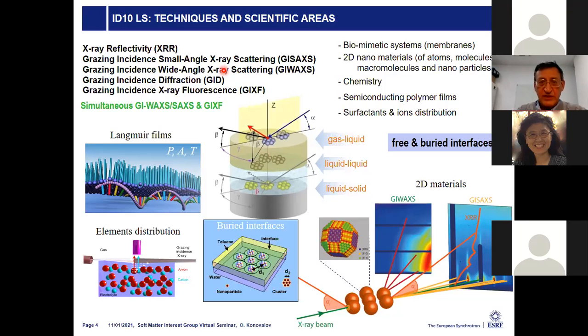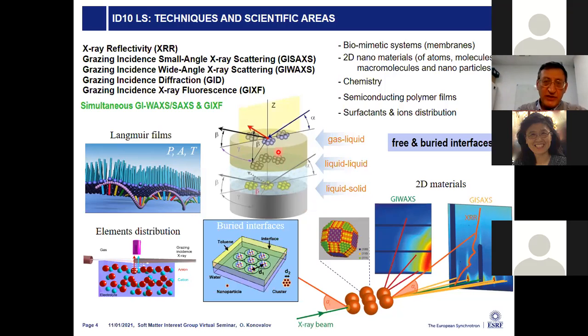And all these techniques can be applied to different types of surfaces and interfaces, like solid-liquid, liquid-liquid or gas-liquid. And in many cases, these techniques can be used simultaneously, so that we obtain in one experiment, at the same time, different information on different length scales from the samples.